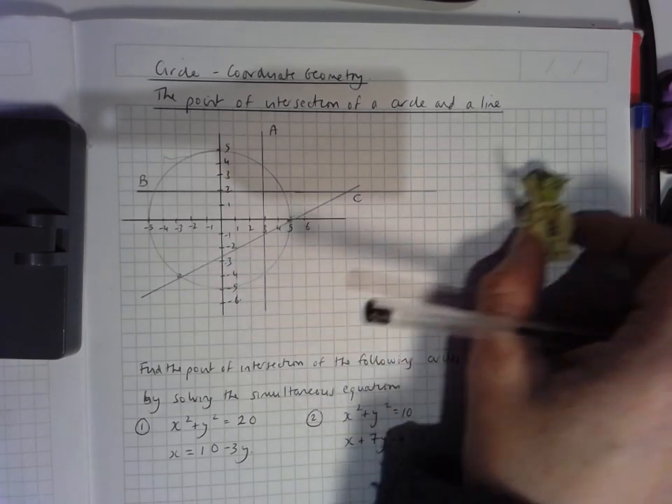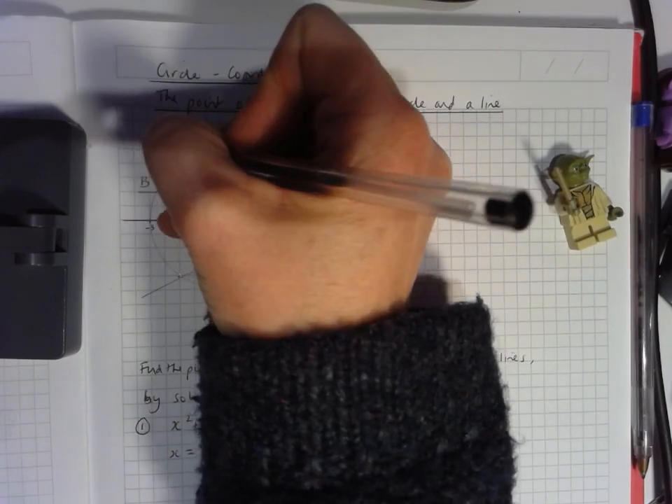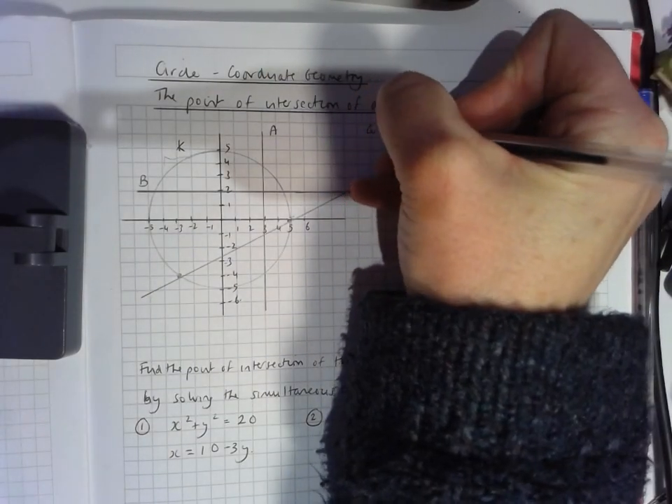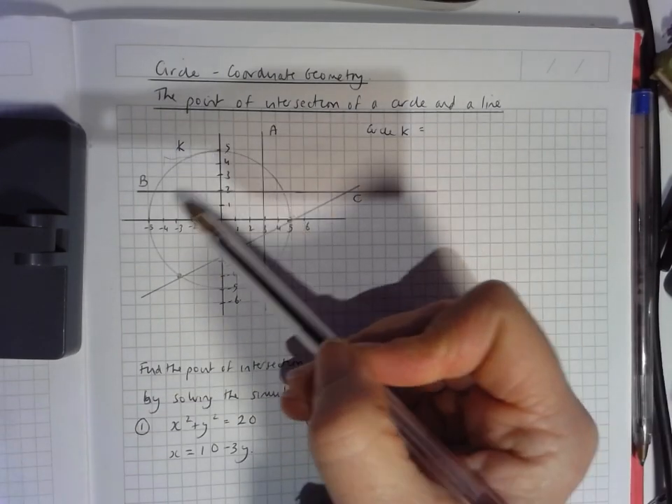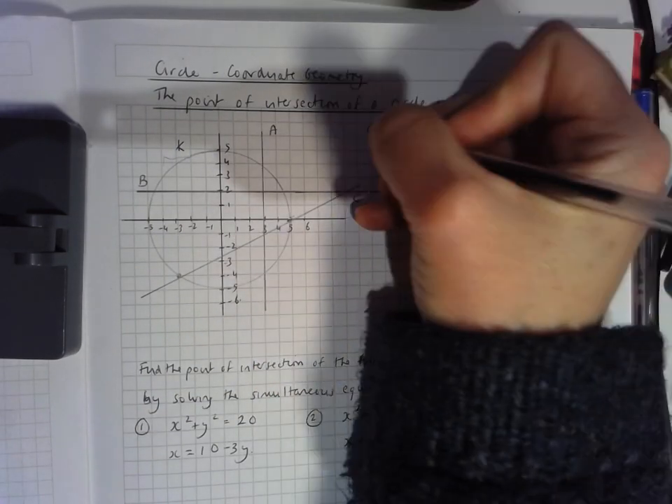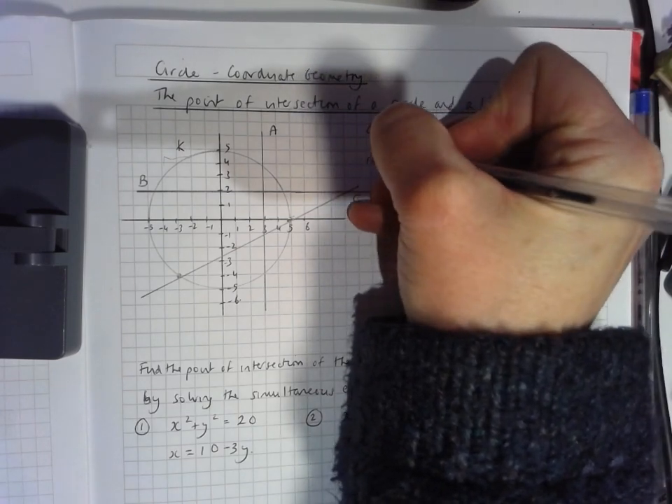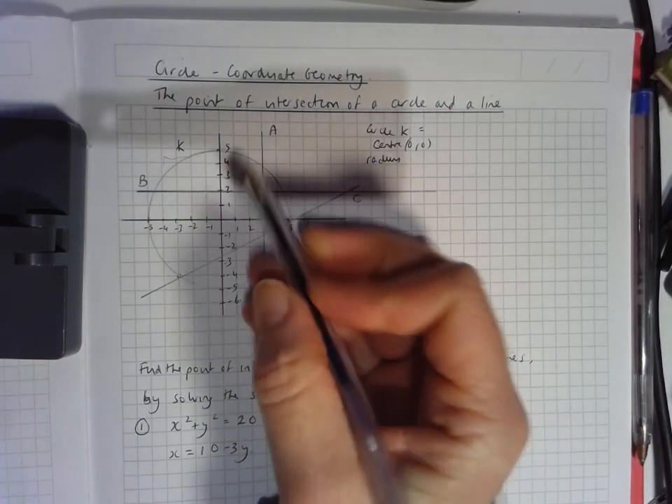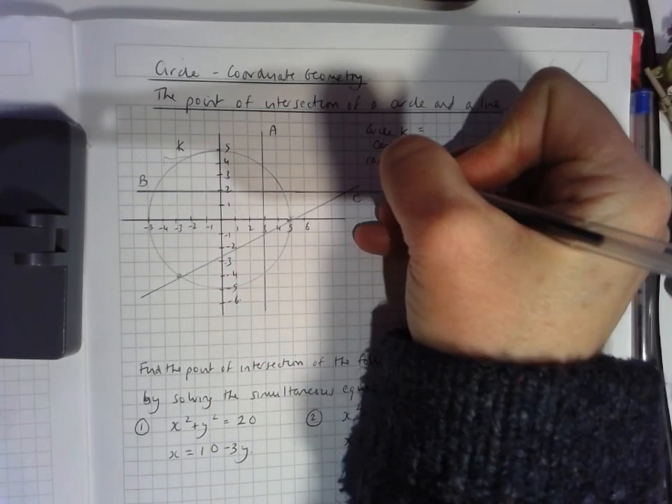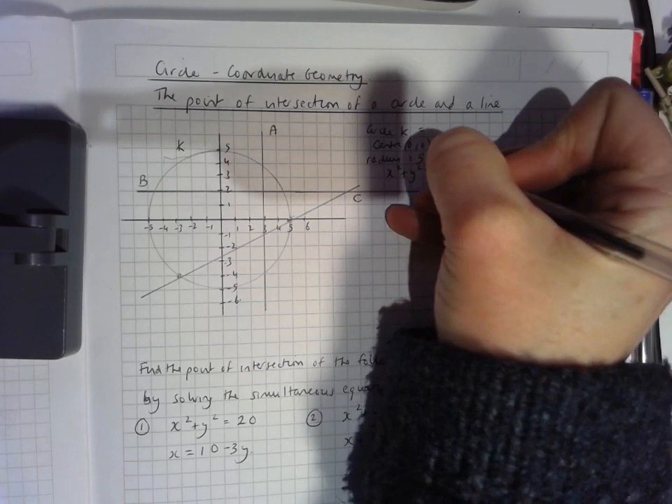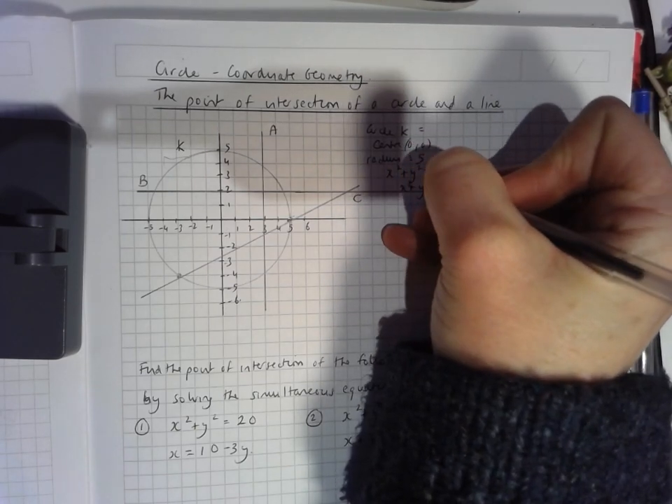So if you notice, we have a circle here. Let's call it K, and the circle K, not the shop or the petrol station, but the circle. It's got center 0, 0, and it's got a radius of length 5. So we would know, therefore, that the equation of that is x squared plus y squared equals 5 squared, or x squared plus y squared equals 25.